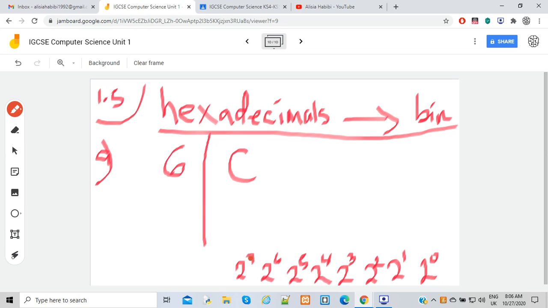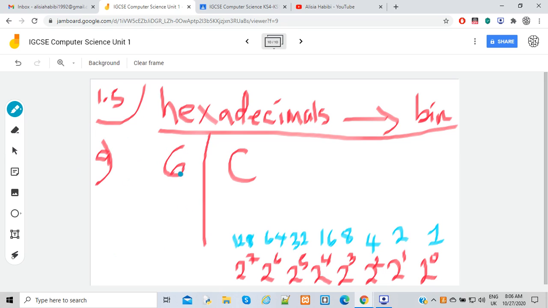All right, so its equivalent in the denary system: here's going to give you 1, here 2, here 4, here 8, here 16, and then here you have a 32, then a 64, and finally a 128. So these are the equivalent values of these conversions.